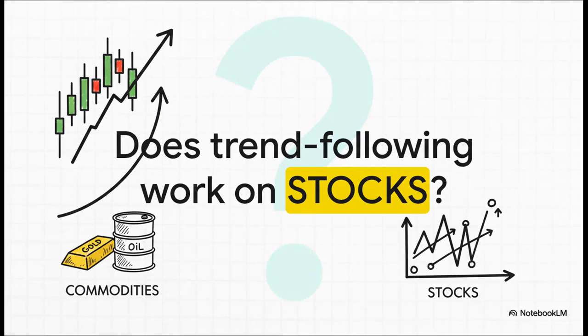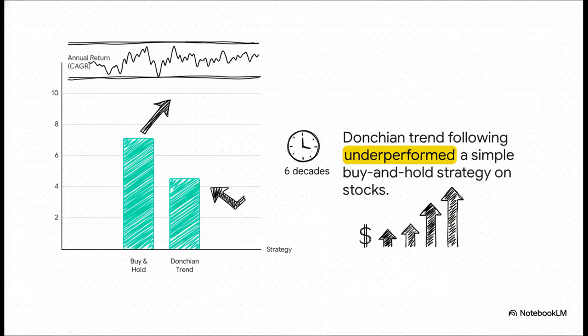This is really the critical question, right? Do stocks behave the same way? Do they have those long, smooth, sustained trends that a buy high, sell higher strategy needs to thrive? Or is their personality completely different? Well, the data speaks for itself. And honestly, it might not be what you expect.